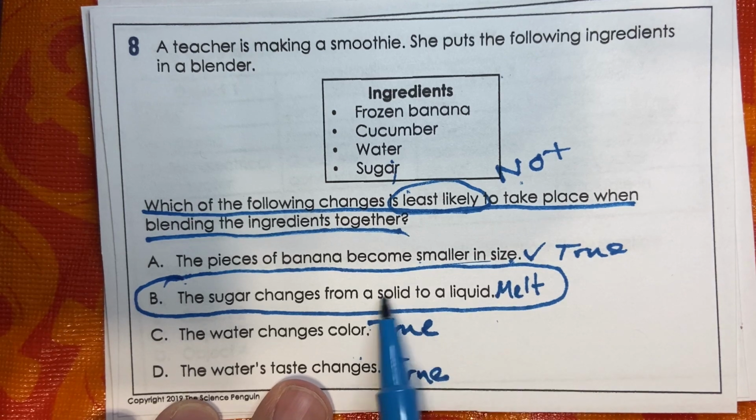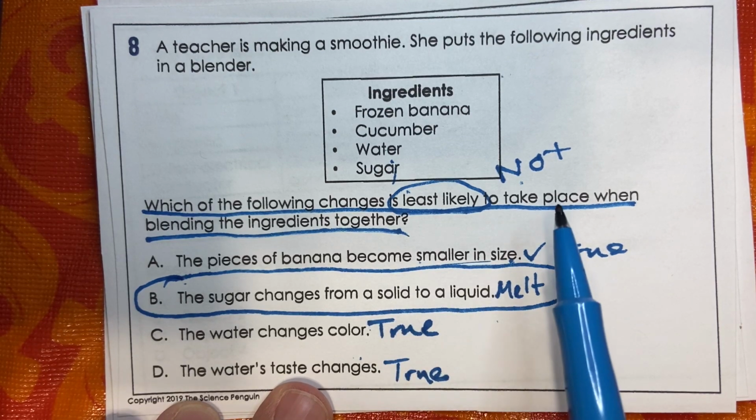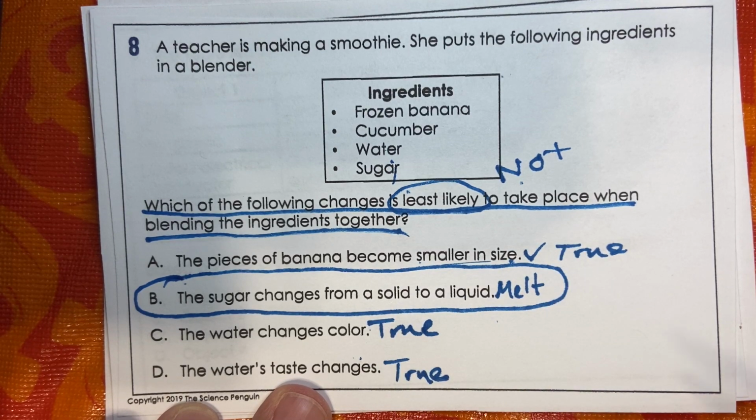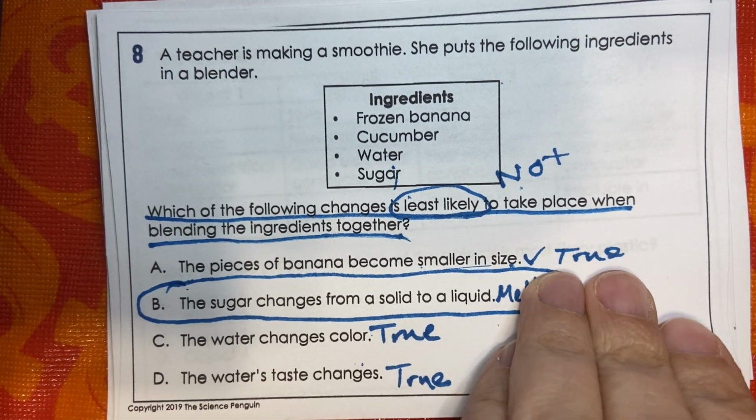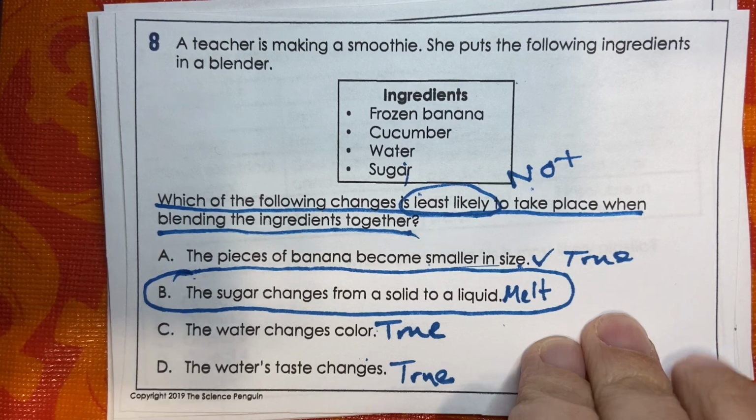But it doesn't melt. Solid to liquid is melting, and we're not applying heat, so we're not actually melting the sugar. You can't melt sugar. Sugar will burn before it will melt, right? Okay, so the correct answer is actually B there. That's a very hard question. Don't feel bad if you missed it.